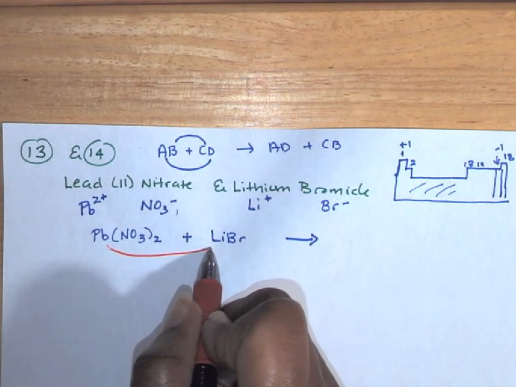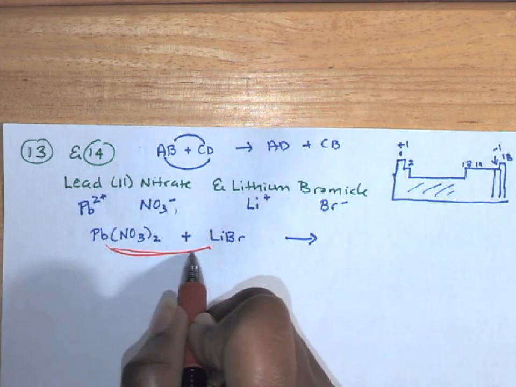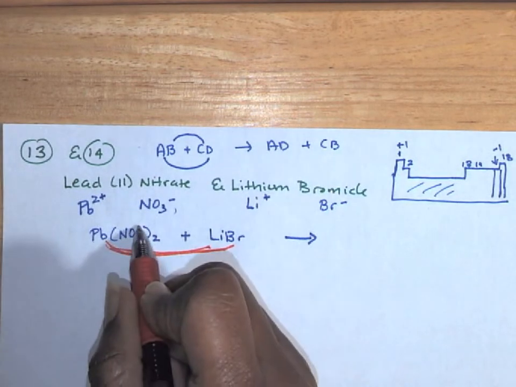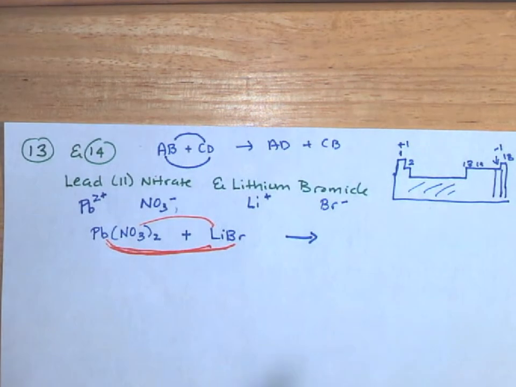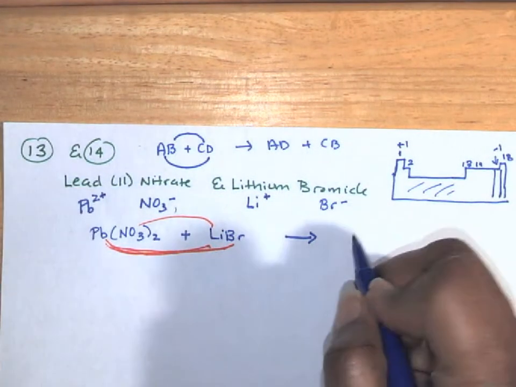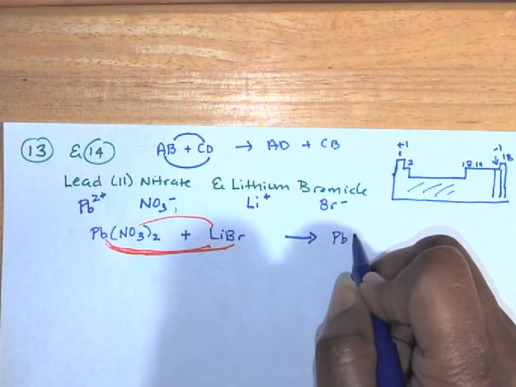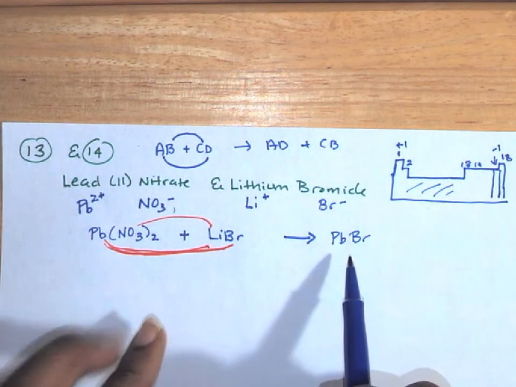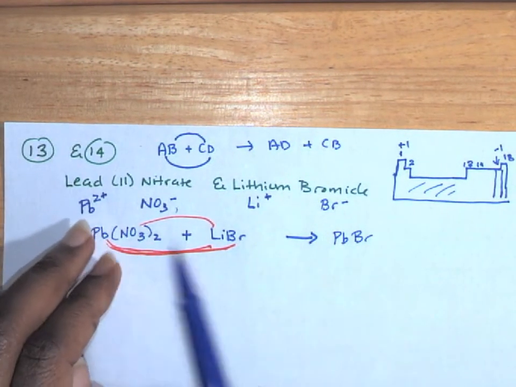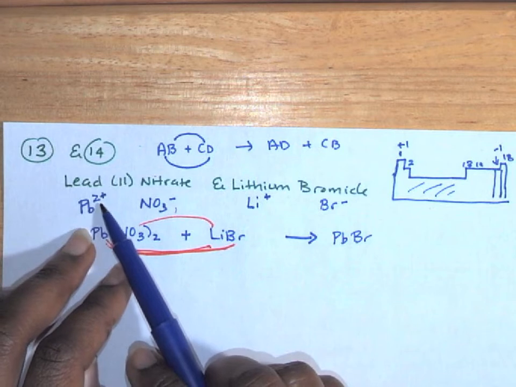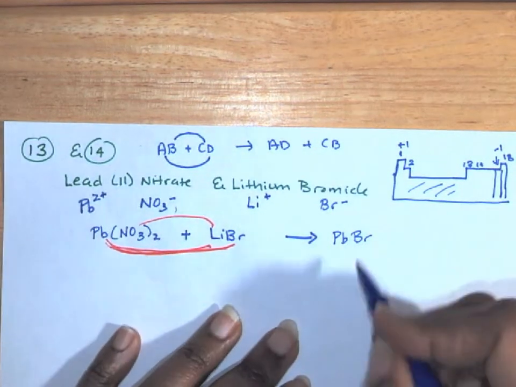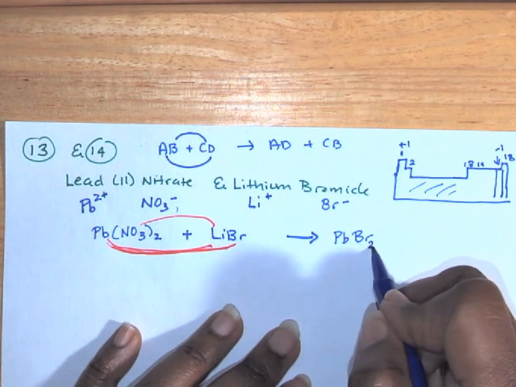So move that over, first and last. The lead goes with the bromide, and the lithium will go with the nitrate. My first product I'm going to write here is PbBr. Now I need to make sure this formula is right, and for that I need to look at the charges again. Lead has a +2 charge. Bromide has a -1 charge. In order for this ionic compound to be neutral, I need 2 bromines.